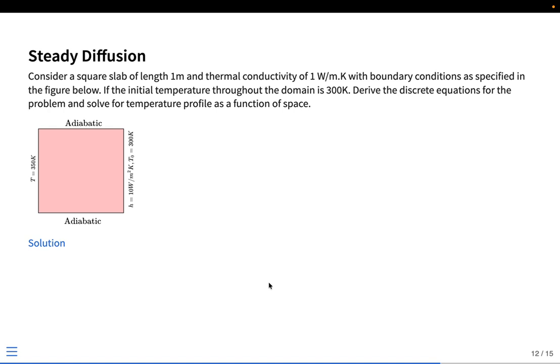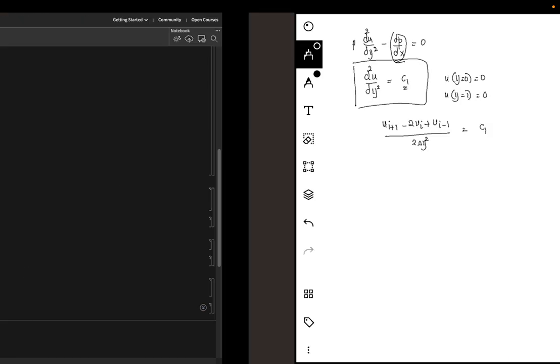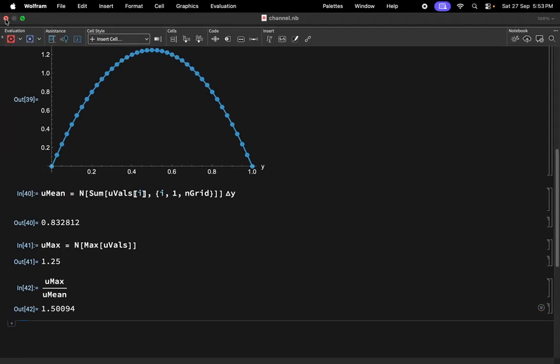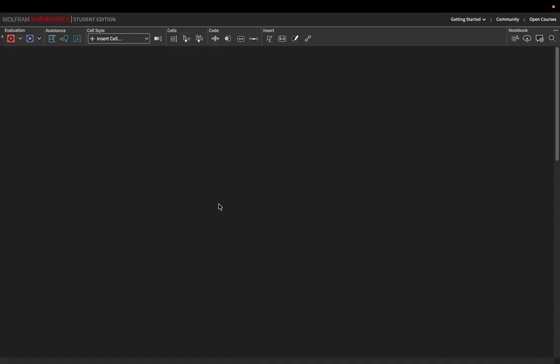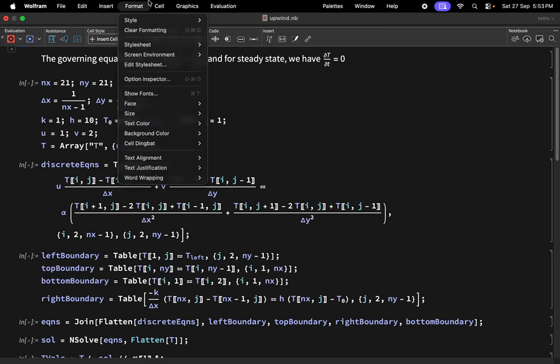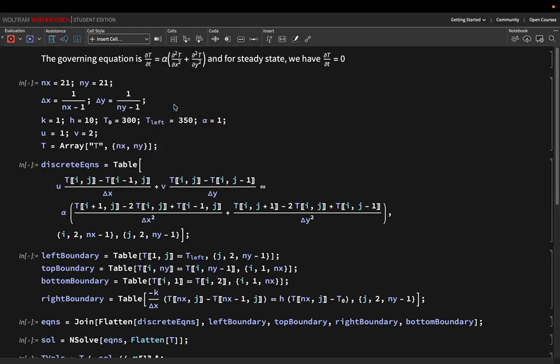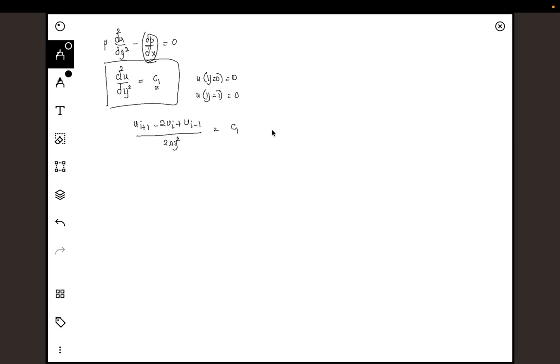Next we will consider a steady diffusion problem. The idea here is to make you understand the different kinds of boundary conditions and how to implement them in whatever code you are trying to develop. Let's say first we will solve the case of the upwind scheme. So we will have to first discretize the governing equation. Let's take the governing equation.